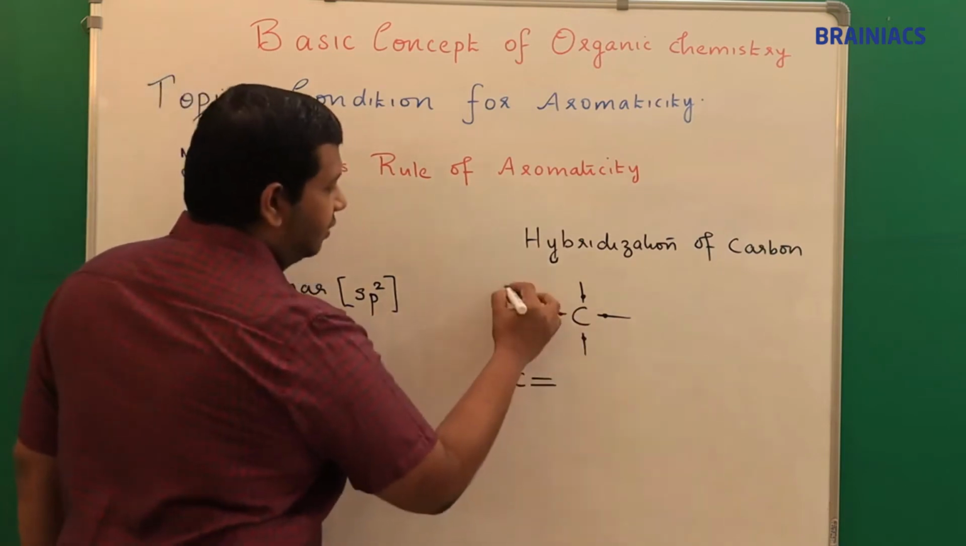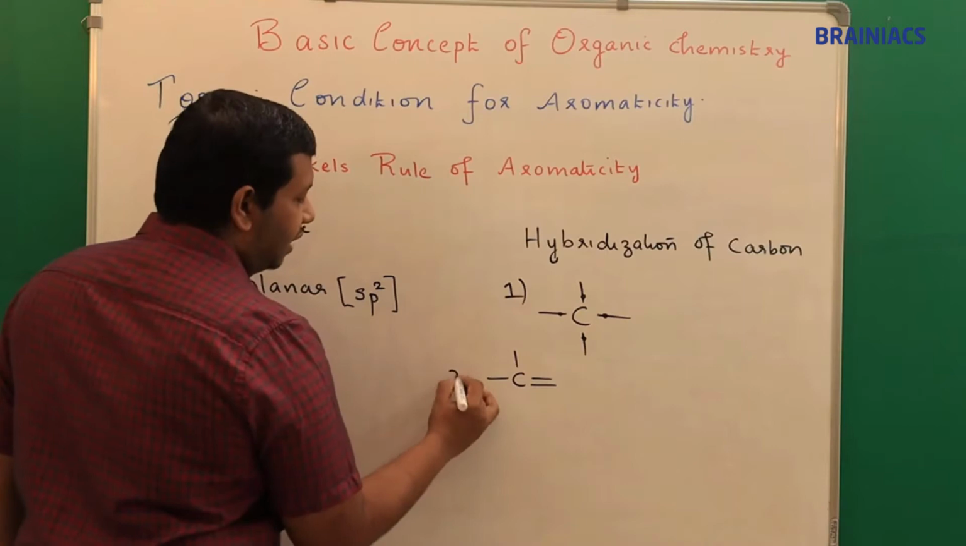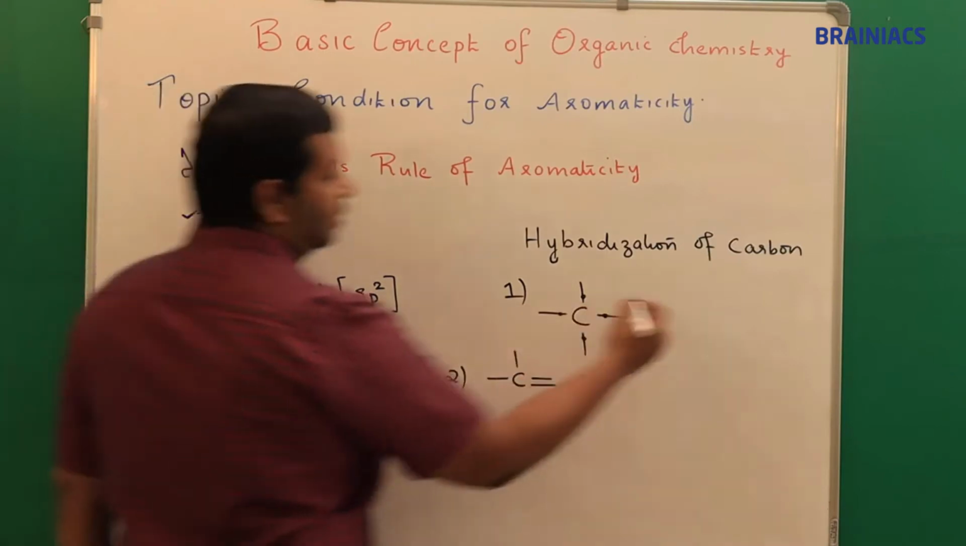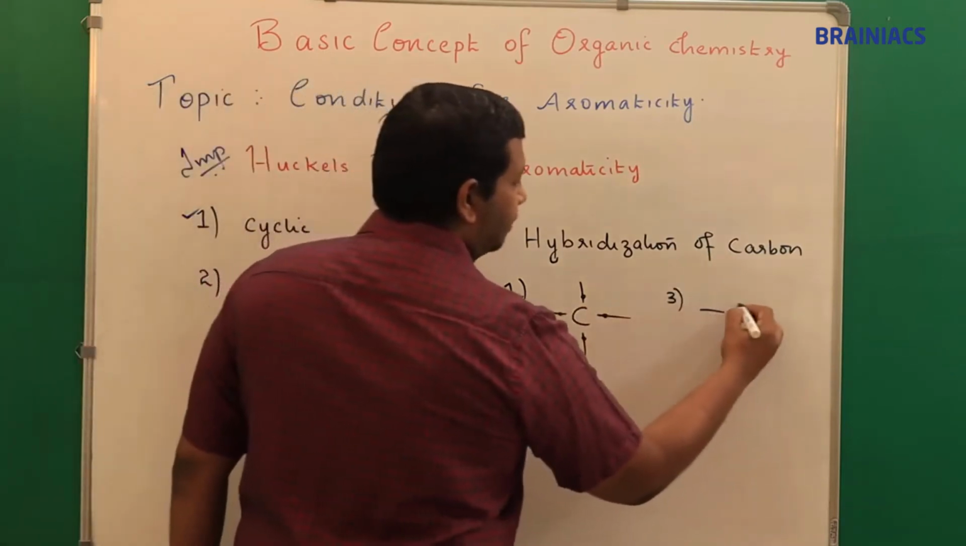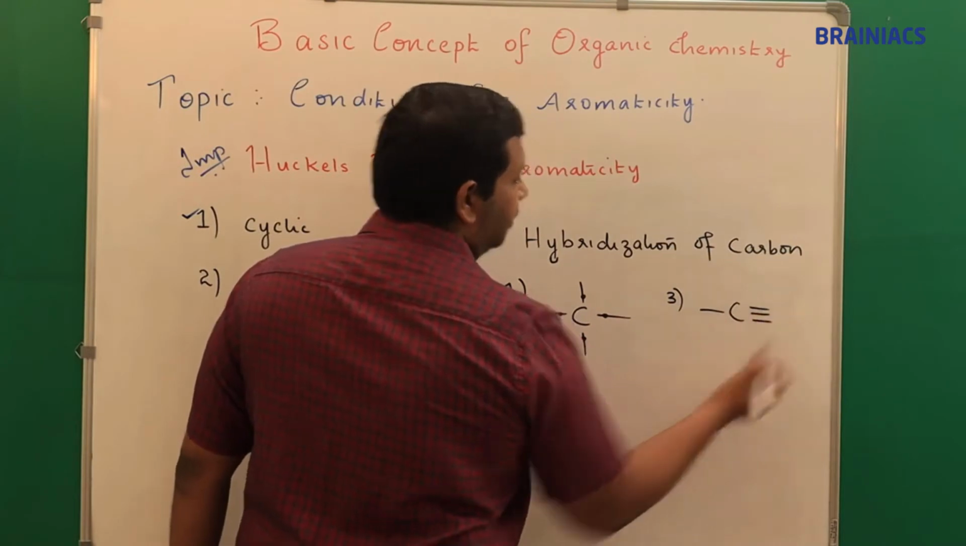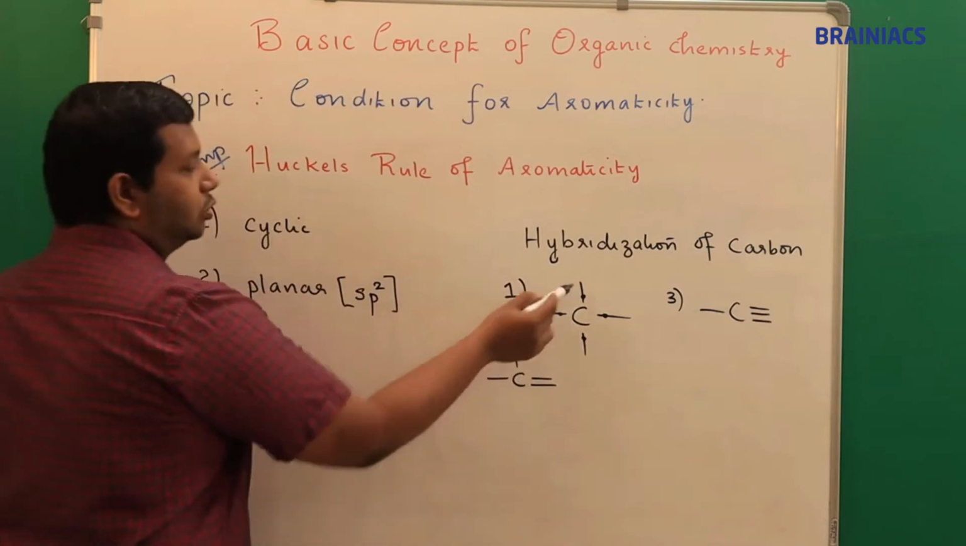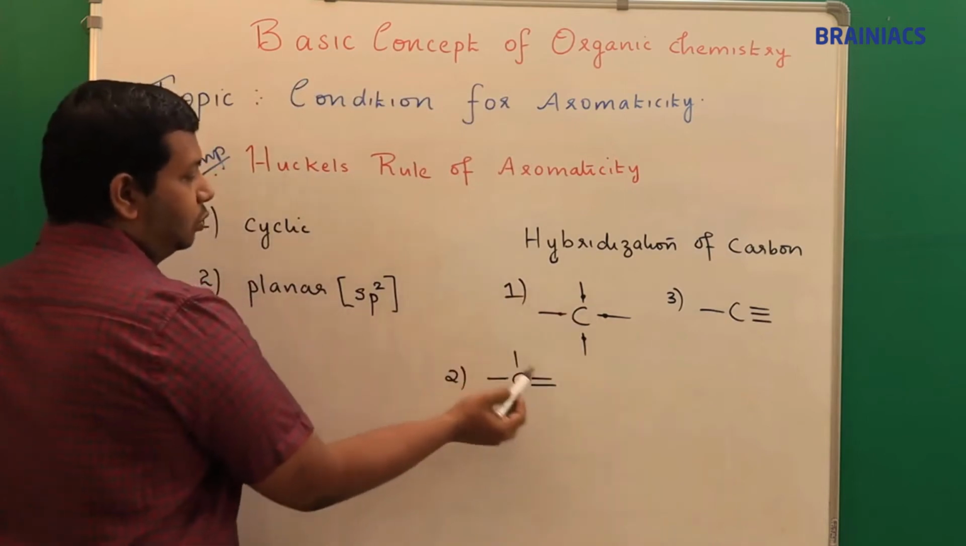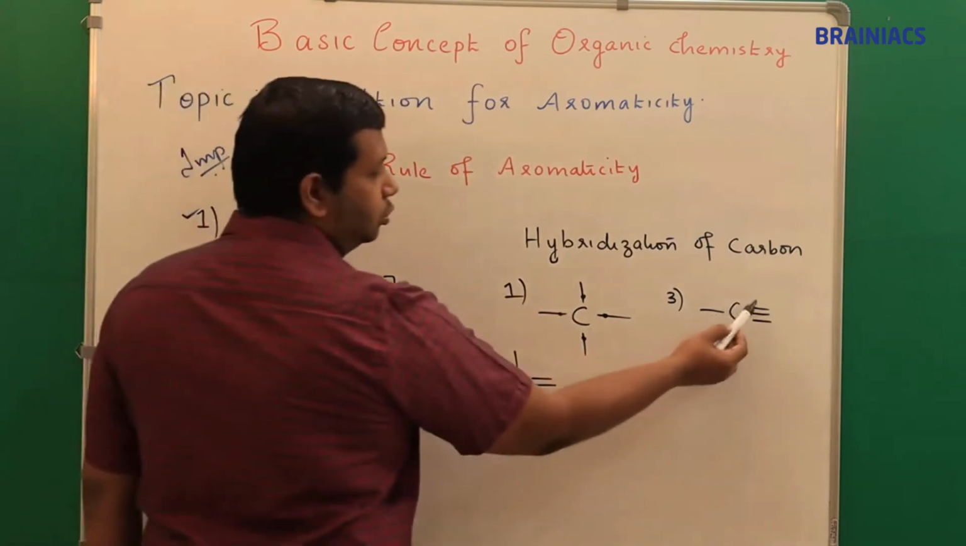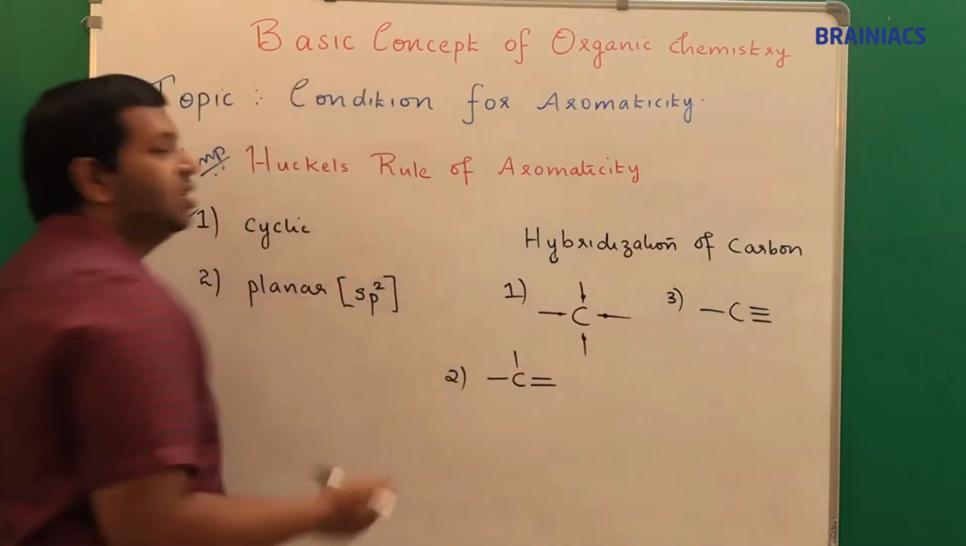what are the possible formats I am trying to write? It can be like this. This is one possibility, this is another possibility, then what is the third possibility? We learned this in our smaller classes. This is the third possibility. Everywhere its valency is 4: 1, 2, 3, 4. Here also 1, 2, 3, 4. Here also 1, 2, 3, 4. But they get arranged in different fashion.